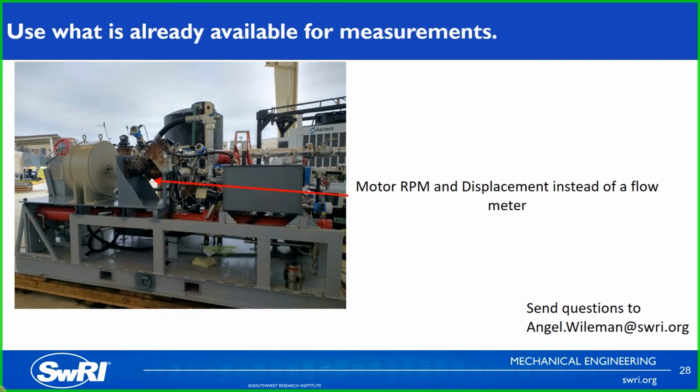And then finally, use what's already available for measurements. This is a good example. We wanted to know what flow of a hydraulic fluid we were running through our system. We could have spent a lot of money on an expensive flow meter, but we had a hydraulic motor that we were measuring the RPM of and knew the displacement of. Although it's definitely not quite as accurate as having a flow meter, it was accurate enough for our application to estimate the flow rate based on the displacement and the RPM of the motor itself.